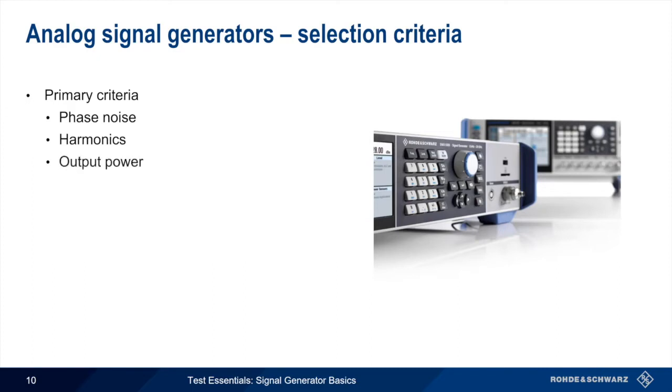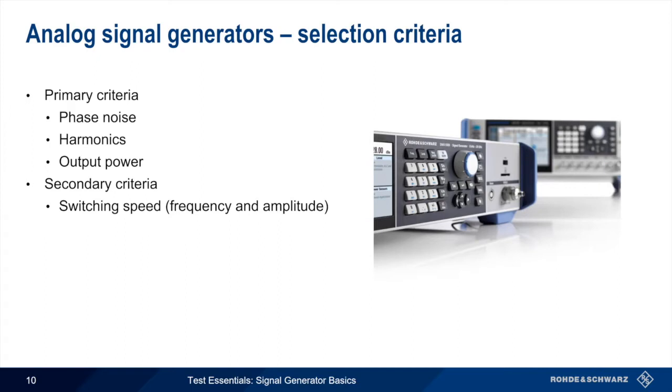Another important criterion is output power, or more specifically, support for higher output powers. Having a higher max output power helps to preserve spectral purity by avoiding the need for additional external amplification. Secondary criteria include things like switching speed, or how quickly the generator can change the frequency and amplitude, as well as amplitude accuracy of the generated signal. And finally, support for purely analog modulation types, such as the avionics standards we just mentioned, can also be important when choosing an analog signal generator.